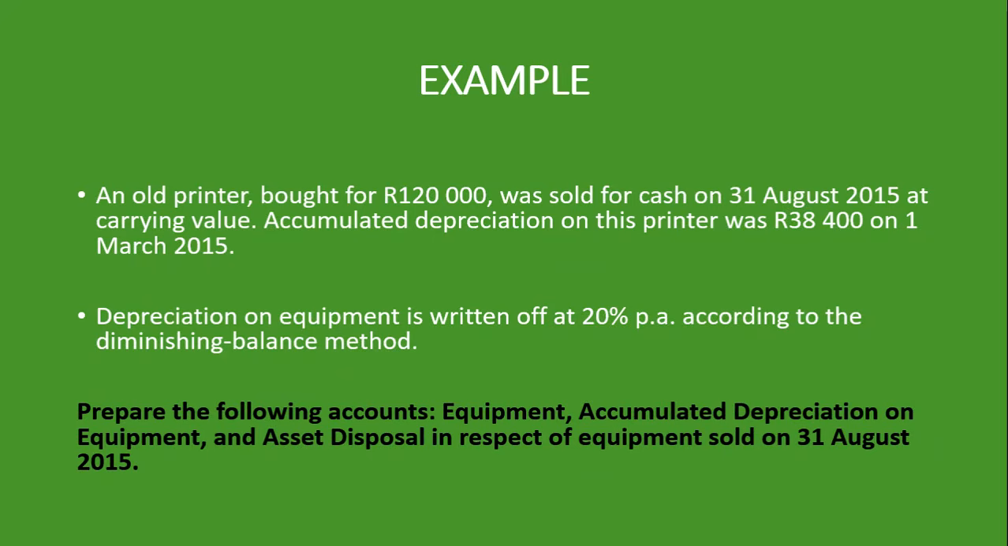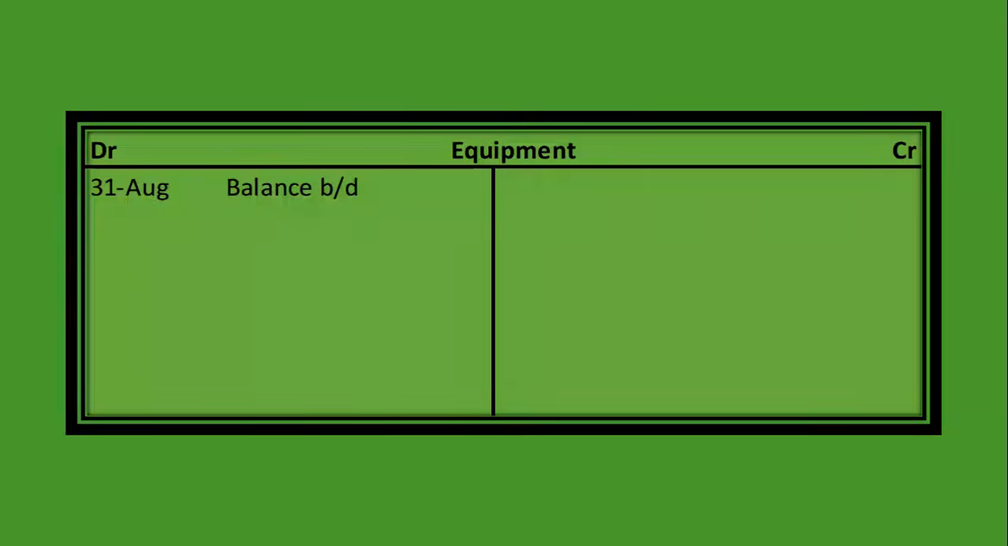So let's see what general ledger accounts we are asked for. We are asked for equipment, accumulated depreciation, and asset disposal accounts. So let's do the T accounts. The first one is equipment. The first thing that we need to record with equipment for what we sold is the balance brought down. What amount are we given?